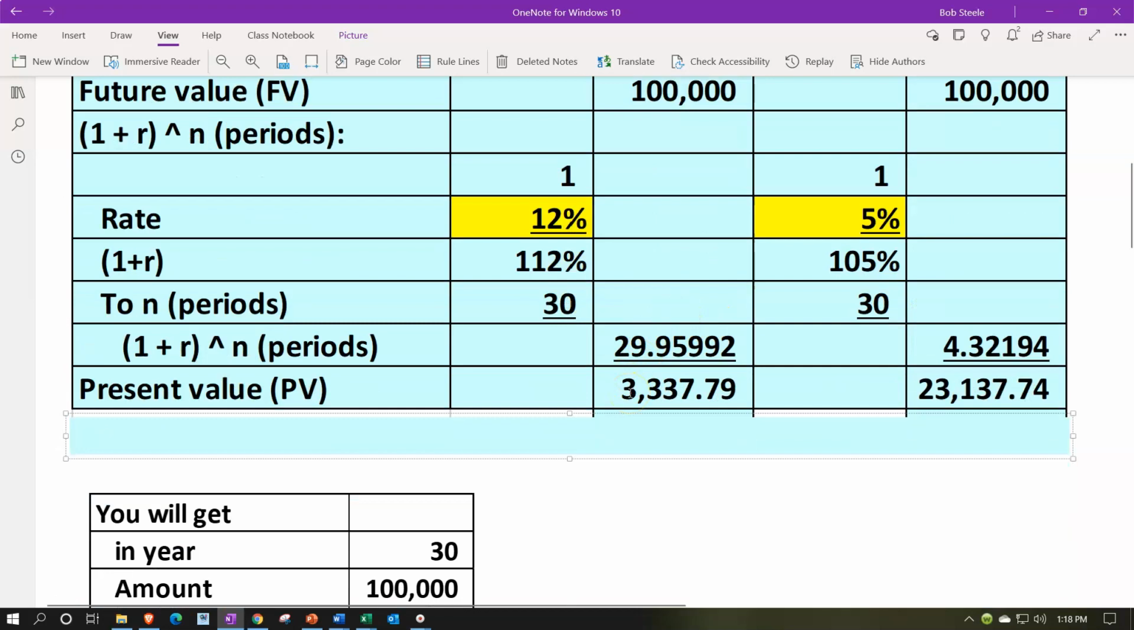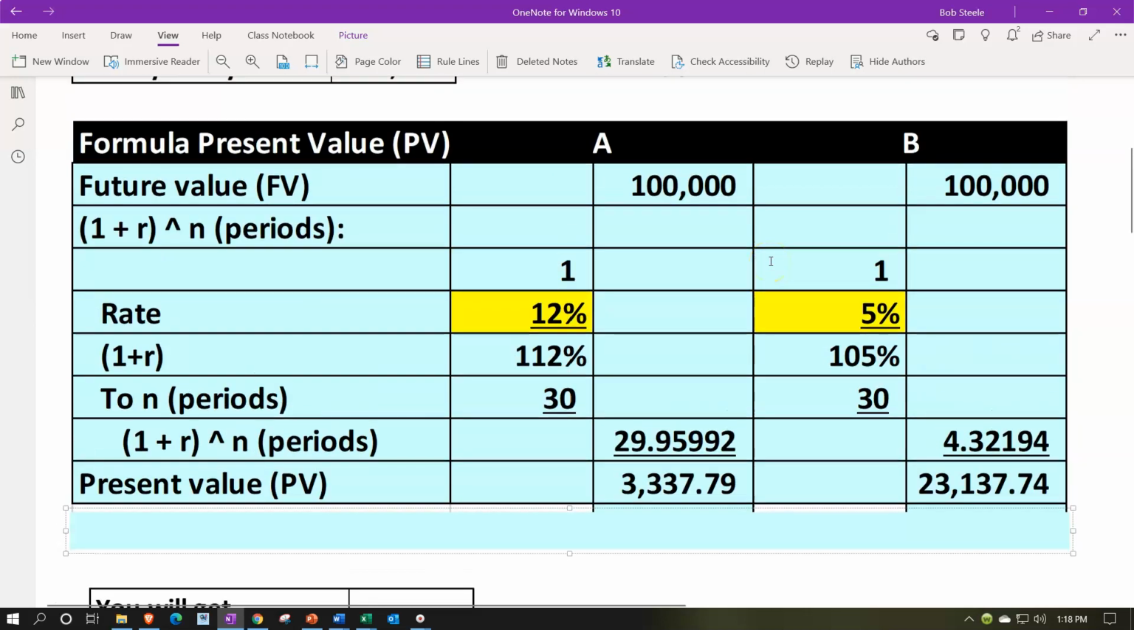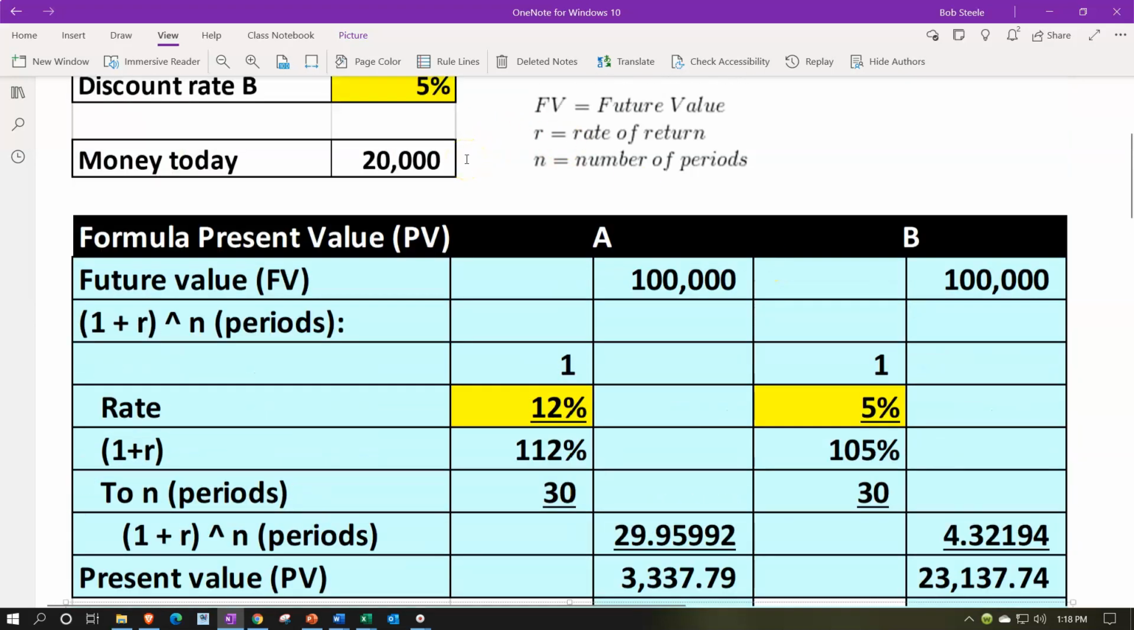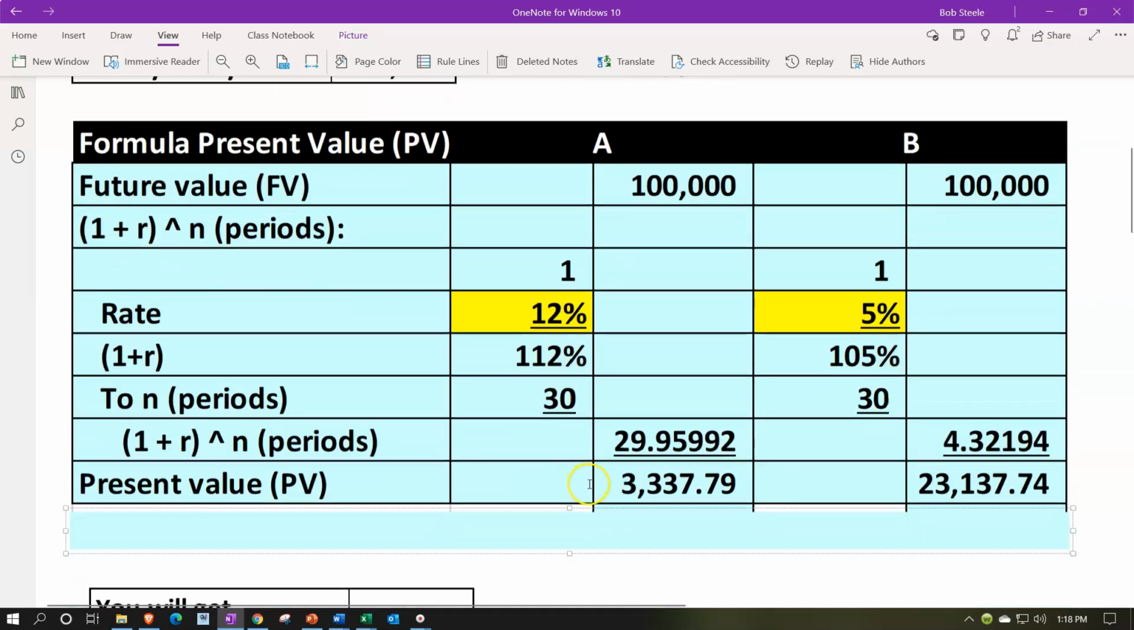That's going to be the 333.79 and the 23,137.74 that we have on this comparison. So we can see the differences between the 12% and the 5%. If we compare either of those to the 20,000 we'd get today, if we're estimating the discount rate to be 12%, then this one would come out below, right?